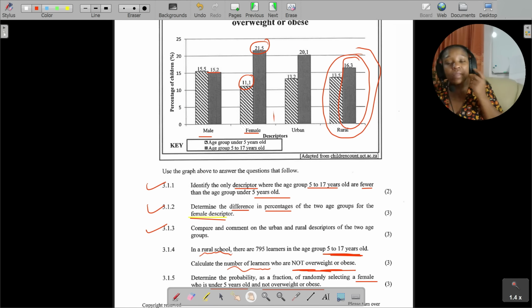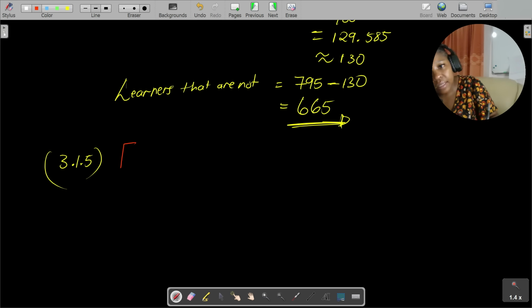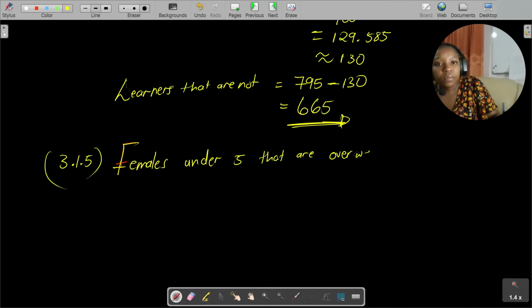Okay, so we found that if you look at this bar graph, this 11.1 shows the percentage of the females that are under 5 years old that are overweight and obese. Let's write it down. So we said that females under 5 that are overweight and obese is equal to 11.1%.